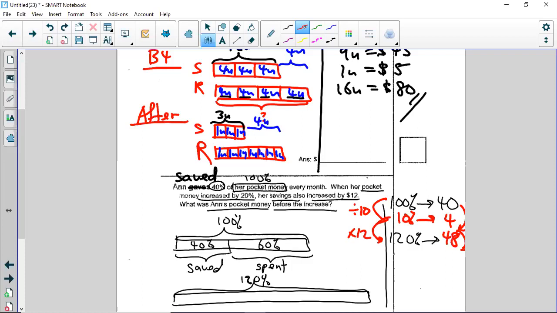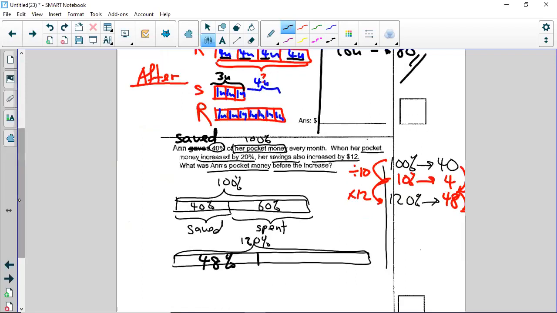So how many percent is your savings after your pocket money has increased? It's now 48%. Okay, so can you find how much he spent also? How many percent did he spend? If 48% is saved, then this one must be the spending, which is 120 minus 48. So what is 120 minus 48? You will get 72% now.